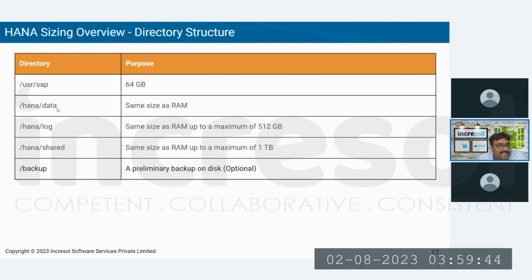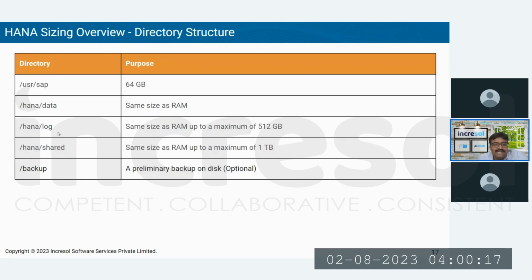And /hana/data is the main data directory, the data volume of the HANA database, where the persistent copy of the data will reside. That means whatever processing happens in the memory will be written back in parallel to the disk. So HANA data is equal to the same size as RAM. For example, if my memory requirement is 512 GB of RAM, then my data directory should be a minimum of 512 GB.